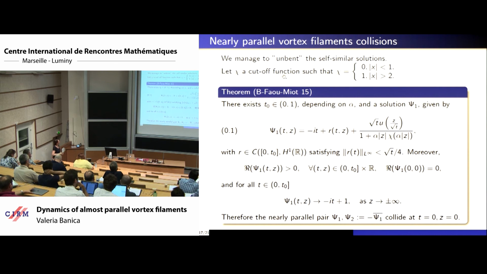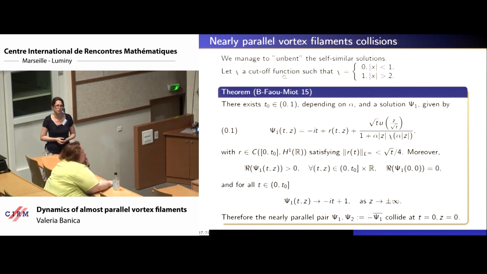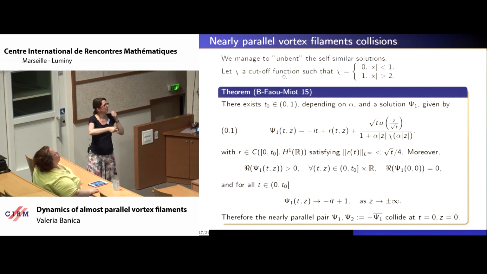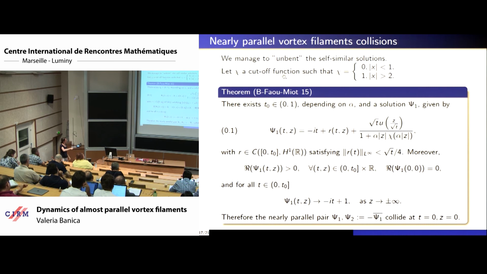So what we have done is that we managed to unbend the self-similar solution, meaning that okay, you have lines like this, but we cut off. We take the self-similar solution and we cut off in the sense that as z goes to infinity, your approach is precisely the parallel vortex filament you wanted from the beginning, meaning the counter-rotating pair. Okay, so this is it.